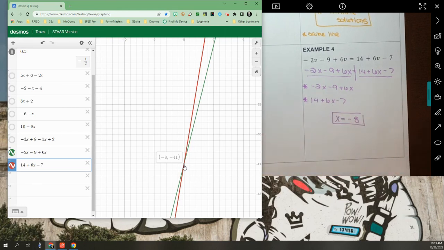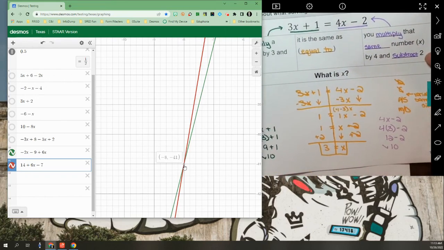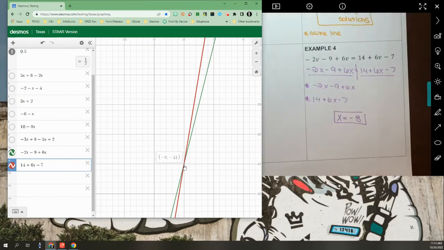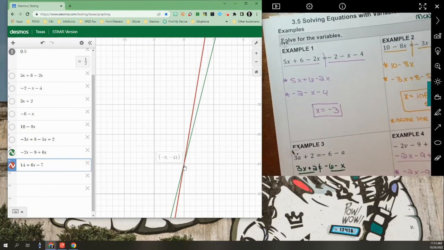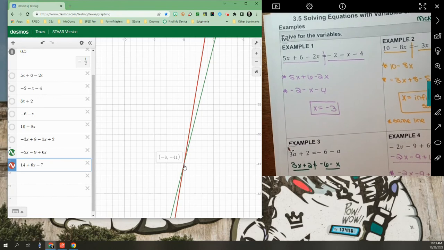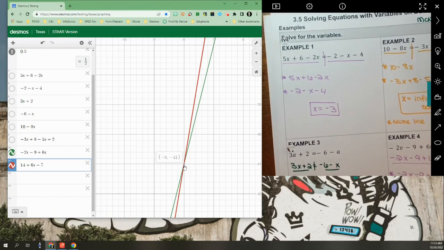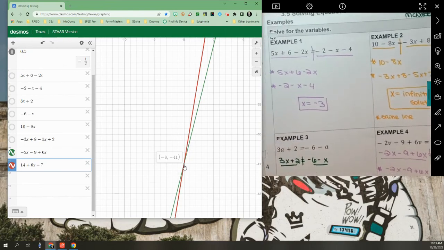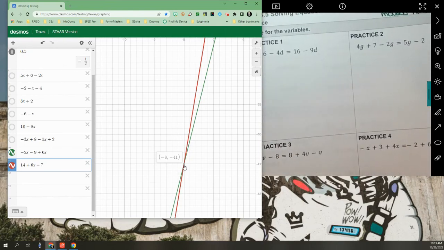Okay, that is the trick. So we could spend our time learning how to do all of this for each problem, or we could spend our time using Desmos to be smart about it and just finding where they're equal. Okay, the practices are on your own. Let me know if you need help.